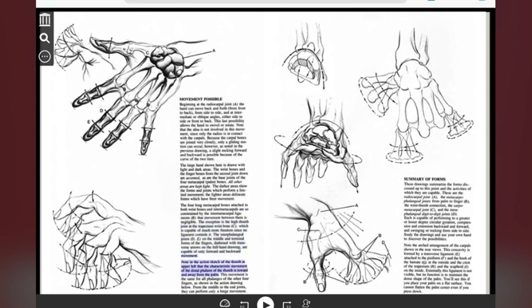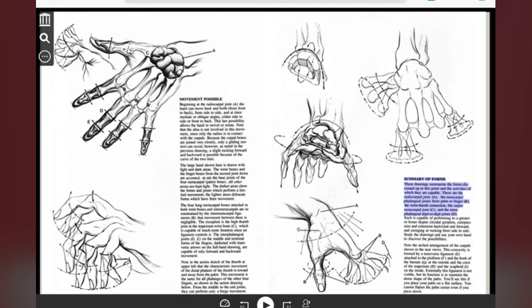Note in the action sketch of the thumb at upper left that the characteristic movement of the distal phalanx of the thumb is toward and away from the palm. This movement is the same for all phalanges of the other four fingers, as shown in the action drawing below. From the middle to the end joints, they can perform only a hinge movement.